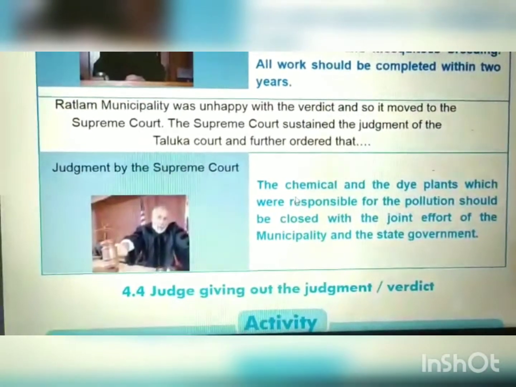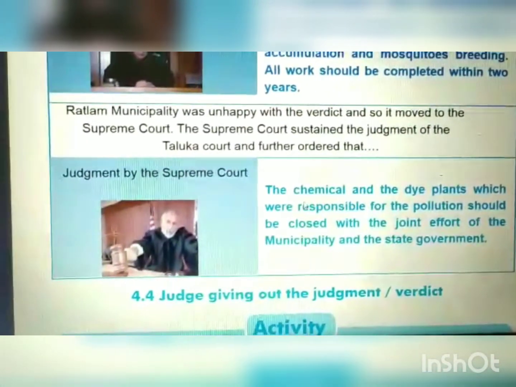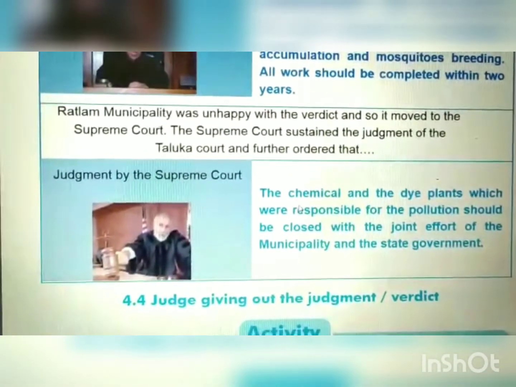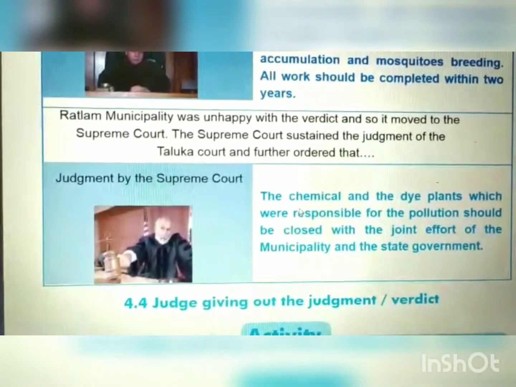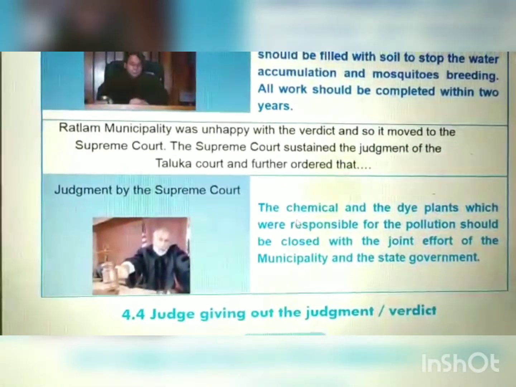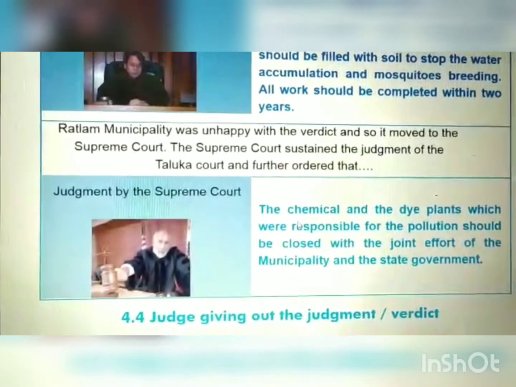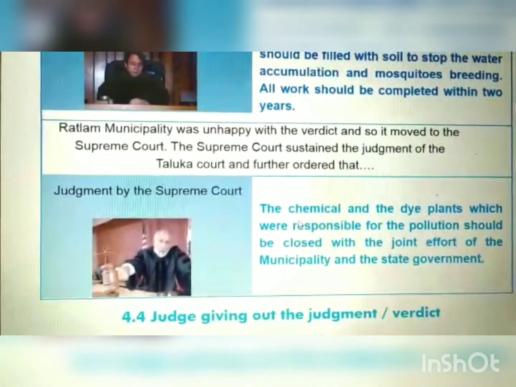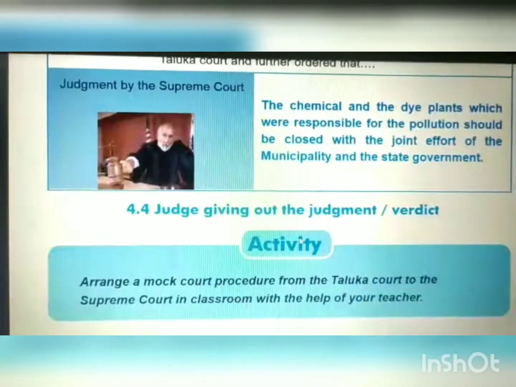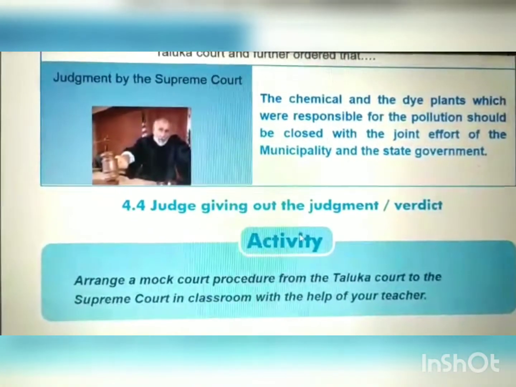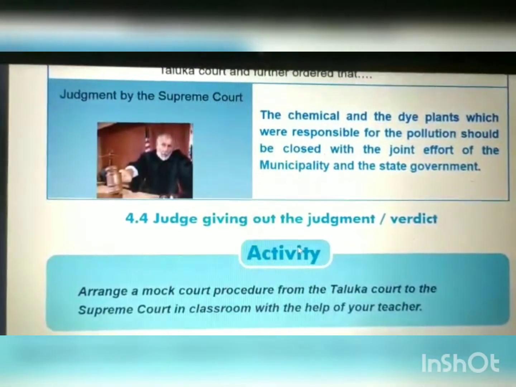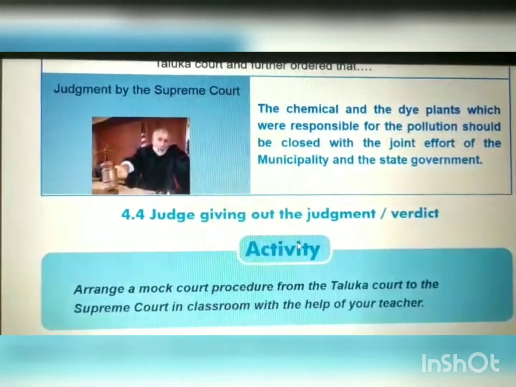We have learned that whatever judgment is given by the Supreme Court is final. So the Supreme Court said that whatever judgment was given by the Taluka court was correct, but it also added one more clause: the chemical and dye plants which were responsible for the pollution should be closed with the joint effort of the municipality and the state government. So you can see that the Supreme Court has given the correct justice to the people, the municipality and the state government, and all have to accept it.